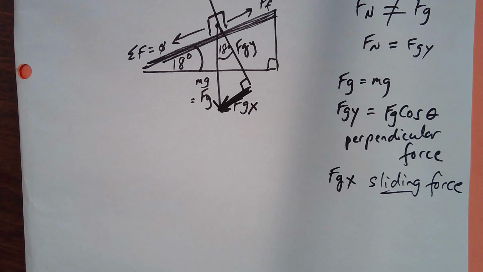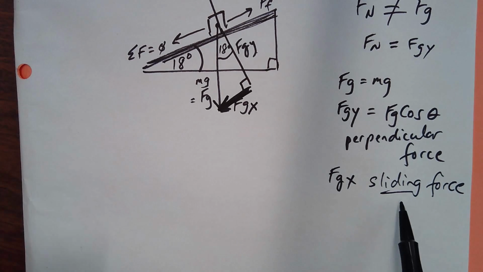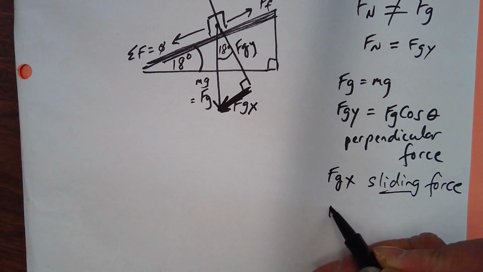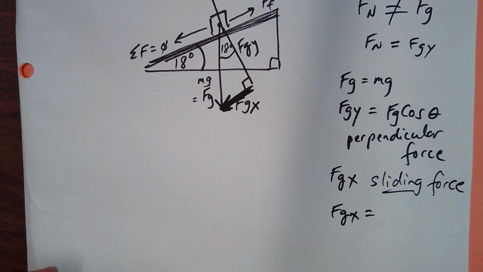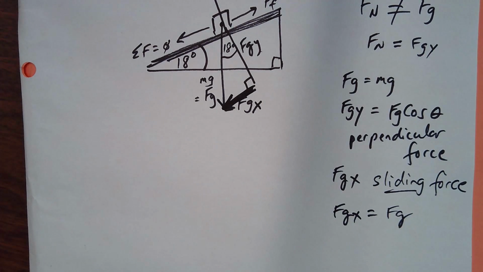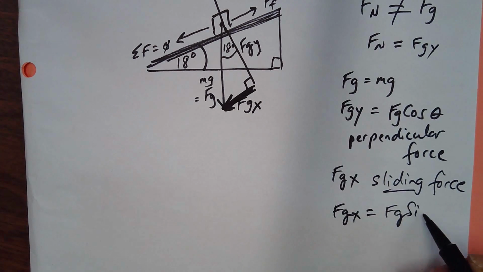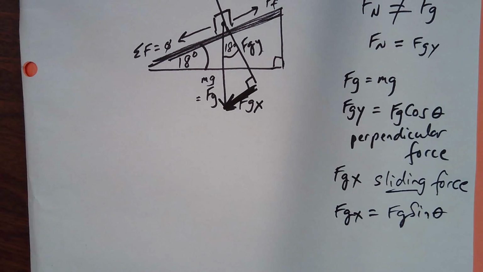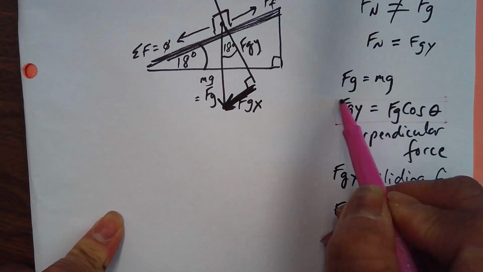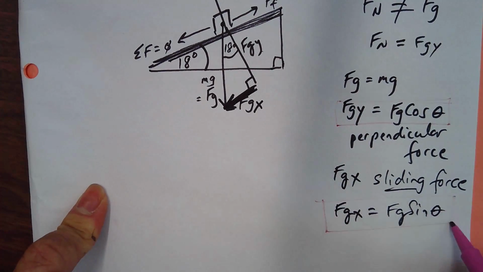Okay, so when I pulled that table higher and higher until that angle is the correct angle to just break that static coefficient, that is the sliding force. Okay, so this will be FG of X is equal to FG, look at that, opposite over hypotenuse, sine theta. Okay, so we have those two forces now. We've got FG cos theta for the Y and the FG sine theta for the X.